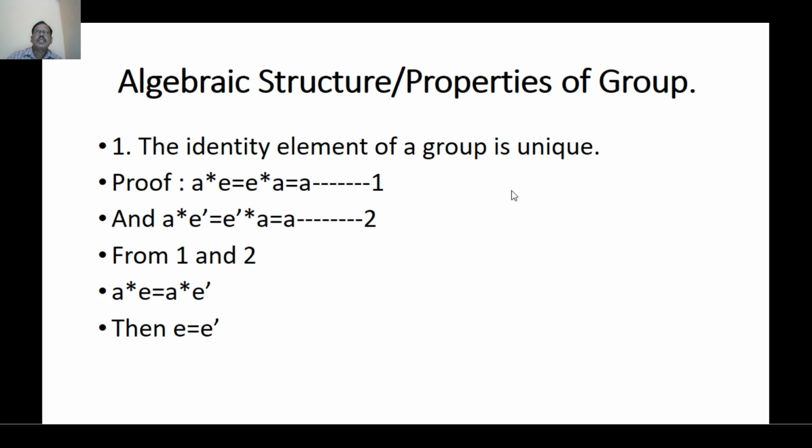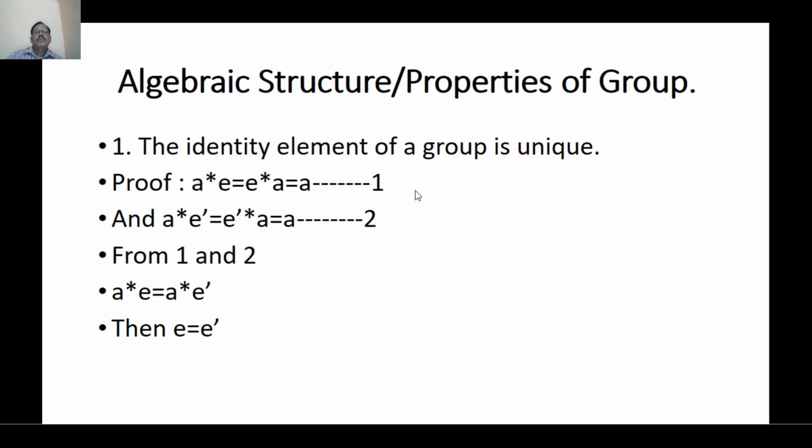So in Z, 0 is the identity element under addition. In Q, 0 is the identity element under addition. In R, 0 is the identity element under addition, and 1 is the identity element under multiplication in Q minus 0, the non-zero rationals. So this is the property: the identity element of a group G is unique.